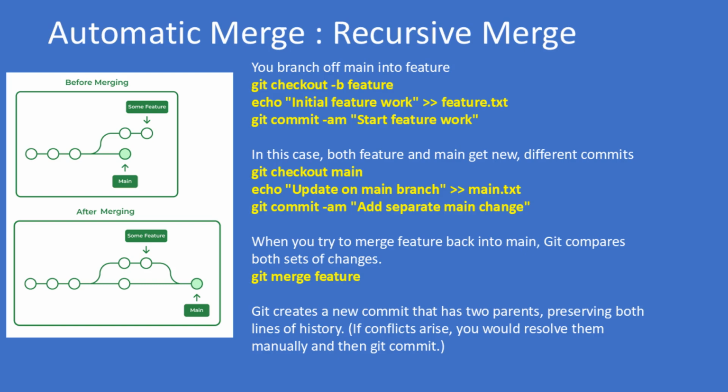The recursive merge is also known as a non-fast forward merge. You branch off main into feature just like before. This time, though, both feature and main get new, different commits. So their histories have diverged. When you try to merge feature back into main, Git compares both sets of changes step by step. If there are no conflicts, it quietly creates a new commit that has 2 parents, one from main and one from feature. If there are conflicts, Git stops and waits for you to manually resolve them. Once resolved, you finish the merge with a separate merge commit. This preserves every detail of both branches in a single commit that unifies them.